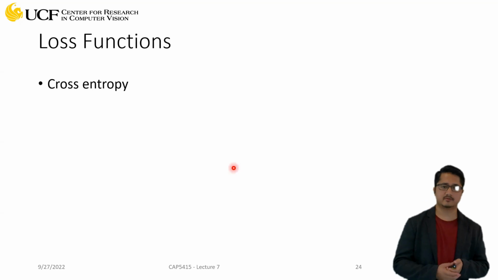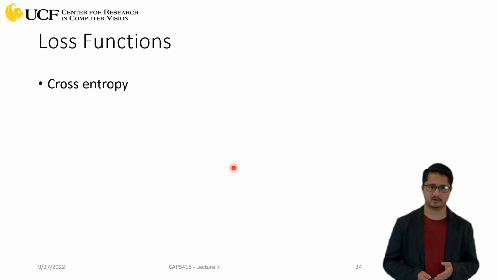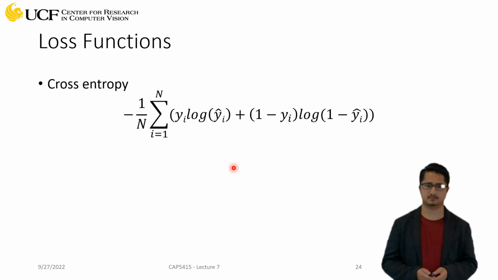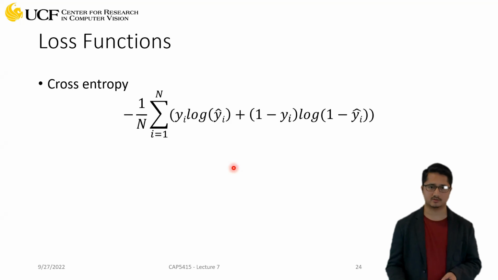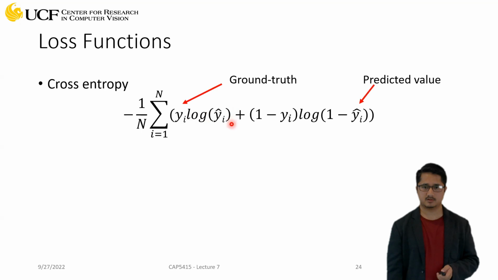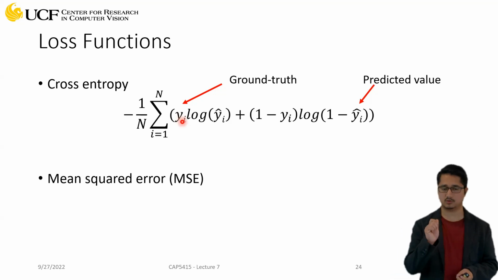Okay, so let's quickly go over some of the loss functions which can be used to estimate how good your network is doing. The most popular one is cross entropy, and I think you will use this a lot. I will also briefly explain why it actually works. So the simple equation for cross entropy is: the hat is the predicted value, and the value without a hat is the ground truth. Let's treat this value as 0 or 1.